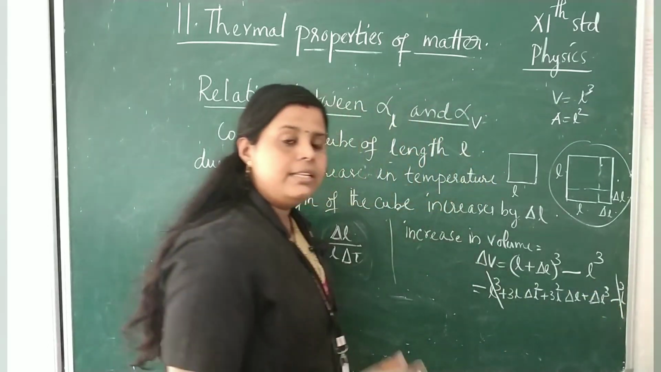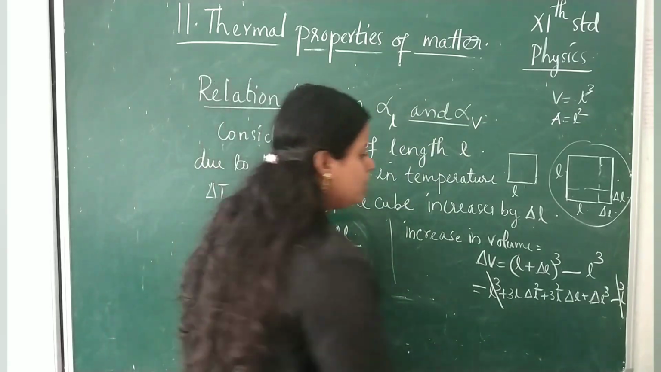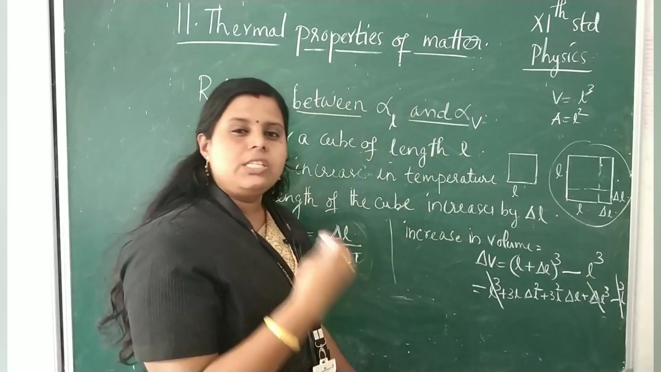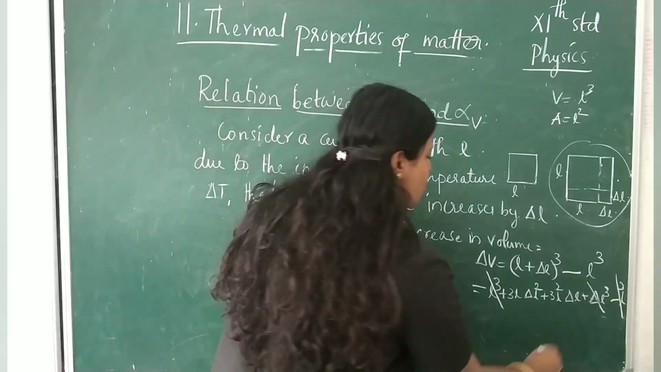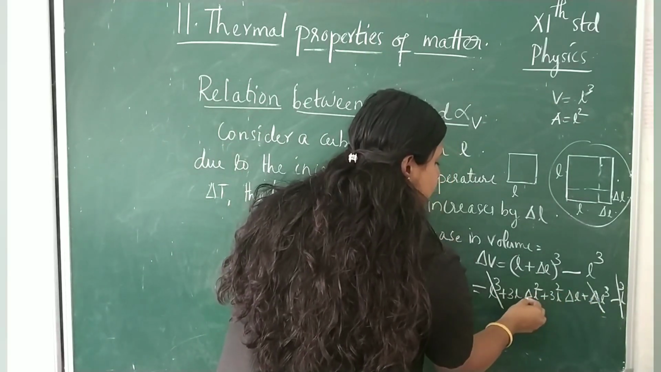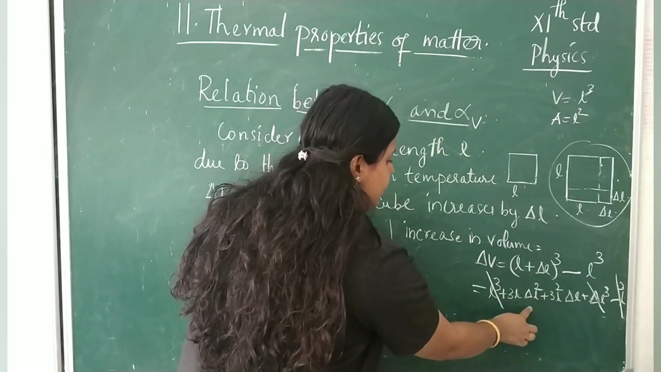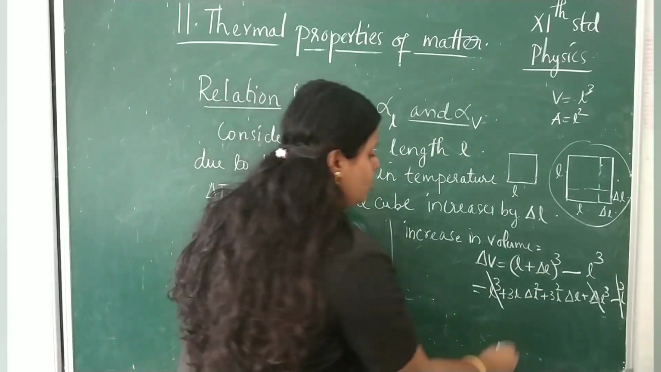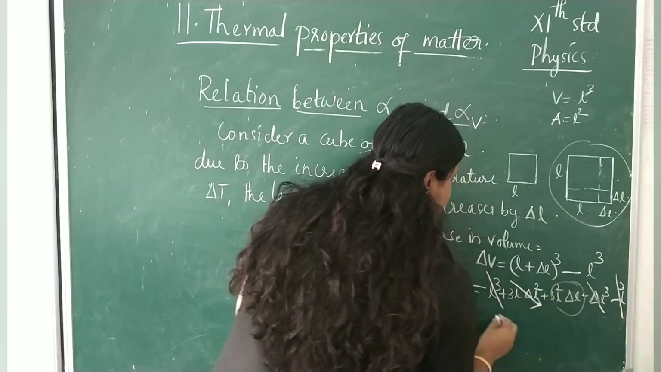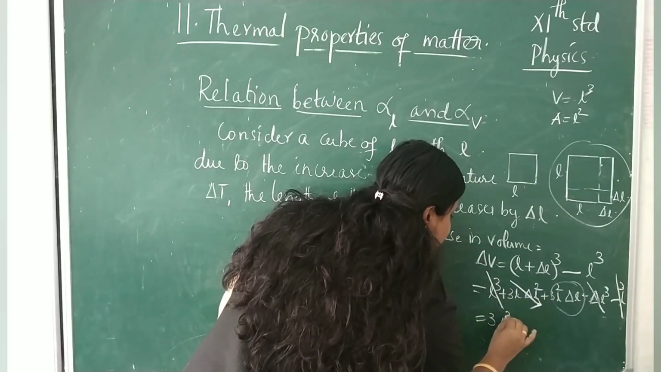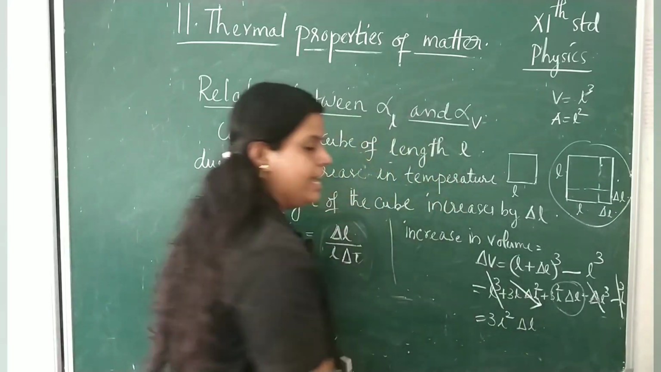Delta L is a small change. So if we take its cube, it is such a small term, so we can neglect that term. Now what about this 3 delta L square L? Yes, here delta L square came, right? That is also a small term, so we can neglect that. So we have only this term, that is 3L square into delta L.